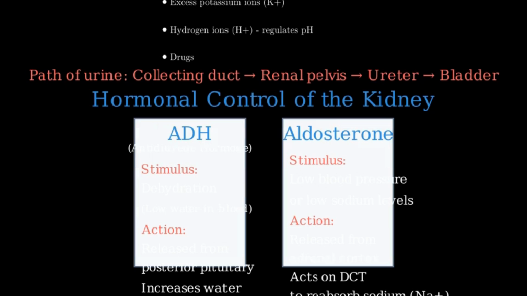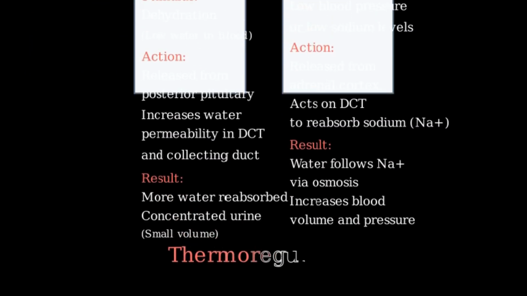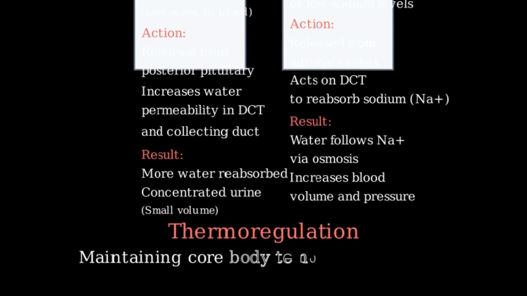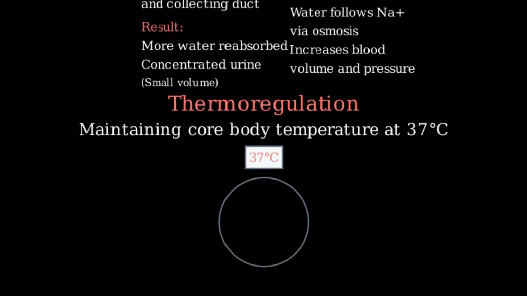Let's quickly cover the other two pillars of homeostasis. Thermoregulation, maintaining our core body temperature at 37 degrees Celsius. If you're too hot, your body responds with vasodilation, where blood vessels in the skin widen to release heat, and sweating, where evaporation cools the skin. If you're too cold, your body responds with vasoconstriction, where blood vessels narrow to conserve heat, shivering, where rapid muscle contractions generate heat, and the cessation of sweating.